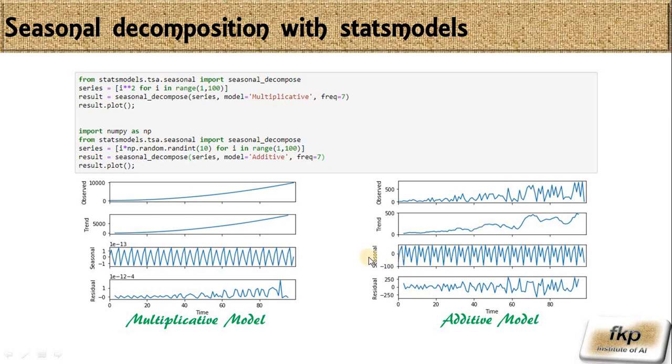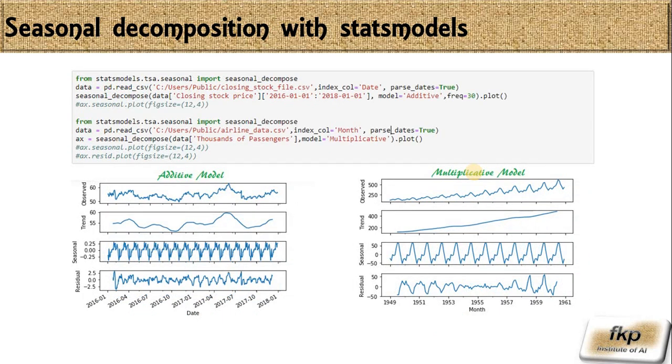Basically, when the trend is moving, in this particular case where I have used the square of each number, the seasonal and residual components also move along with it. That's why we can call this series a multiplicative model, and here it is not, so we can call it an additive model.